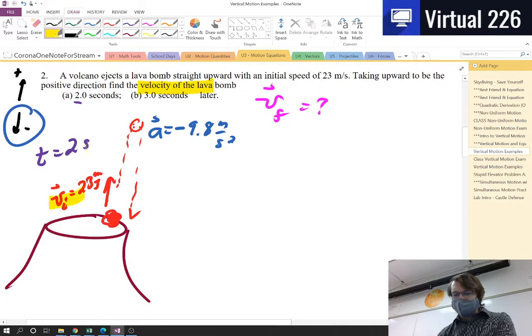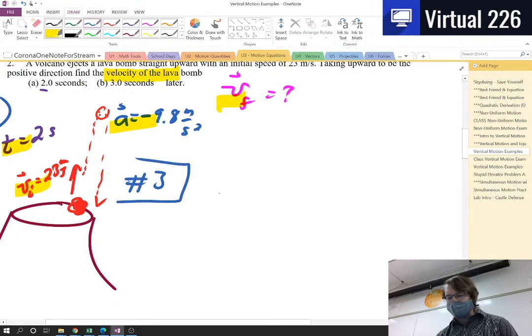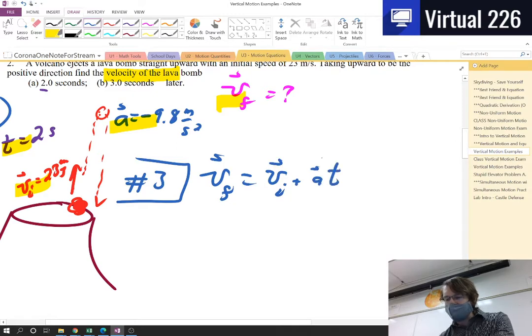So now I have three things: VI, T, and A. I'm looking for VF. I can pick equation number 3, 4, 5, or 6 from our best friend sheet, our motion equations, to figure this out. The one I want to pick is equation number 3. VF, the final velocity, equals the initial velocity plus an acceleration multiplied by time. This equation is nicely set up for us, no real algebra to do.